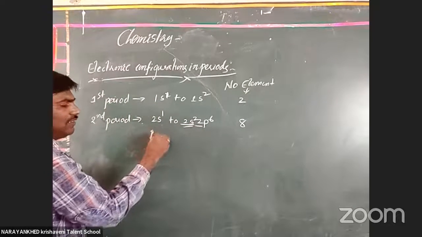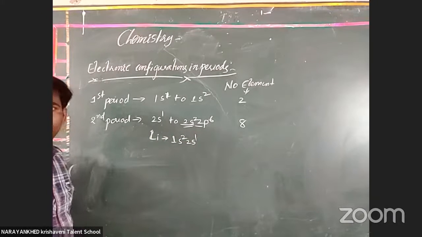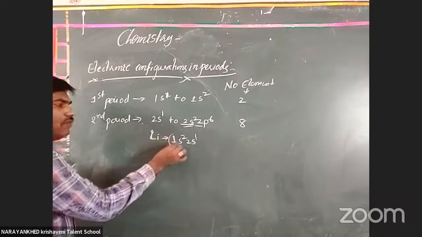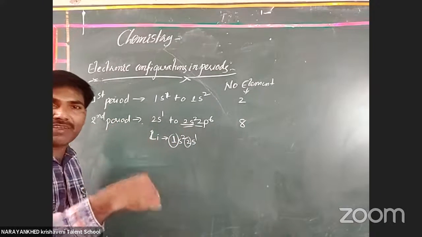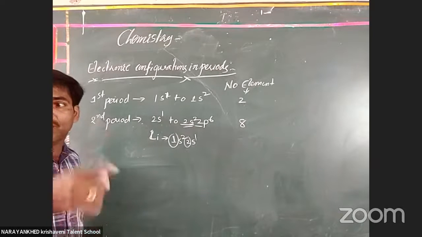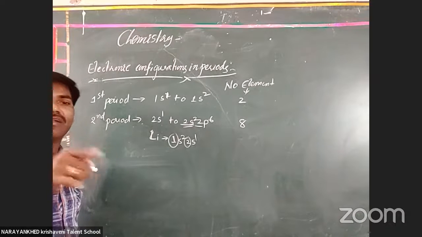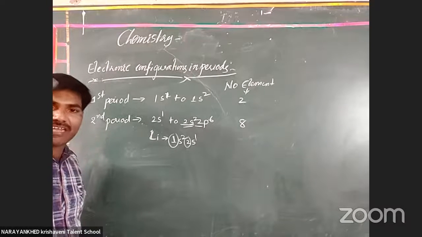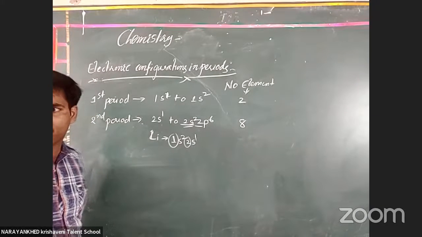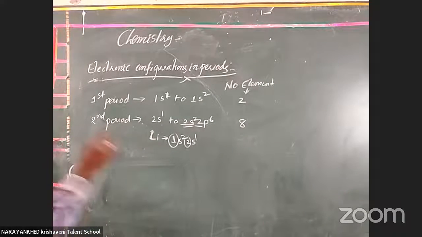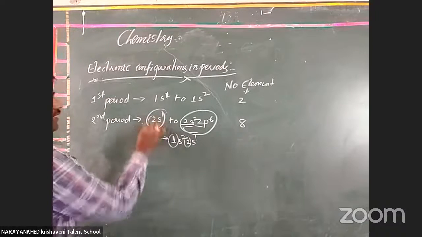When you take lithium, the electronic configuration is 1s2 2s1. In a period, it starts from the first orbit, second orbit, then third orbit. When you enter the third orbit, that period becomes the third period. When you enter the fourth orbit, that period becomes the fourth. The properties and arrangement of elements are taken based on electronic configuration only. The second period starts with 2s1 and ends with 2s2 2p6, that is the second orbit.